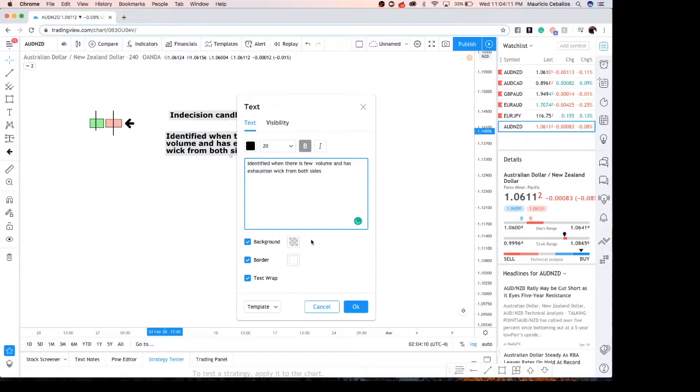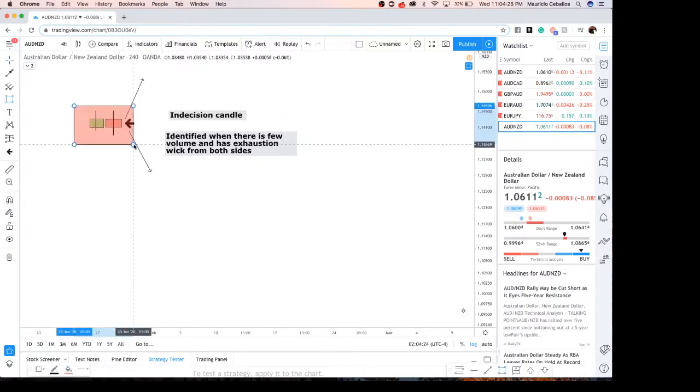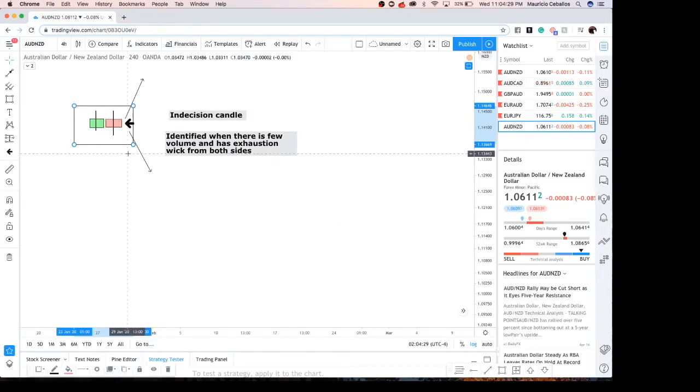So we don't really know what can happen, right? We don't really know if this is going to continue going up or continue going down. It is indecisive. So what we usually like to do is analyze on lower time frames. What's going on here? Why is it indecision? When will it have a decision?